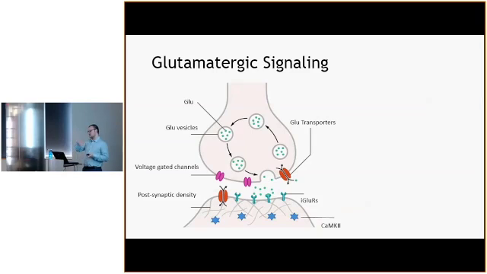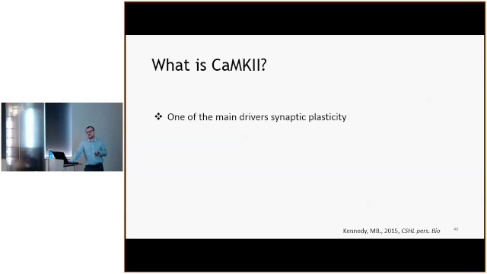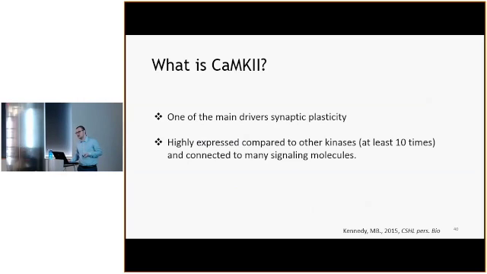It will activate them, start taking some ions inside the postsynaptic cell, and in the postsynaptic cell, it will activate the molecule calcium calmodulin dependent kinase type 2. That molecule is a very central piece for memory and learning. And I just want to talk about what is CAMK2 and why it is important. CAMK2 is one of the main drivers of synaptic plasticity, and it is very highly expressed compared to other kinases. It's like 1 or 2% of the protein in your brain, and it is connected to many signaling molecules.